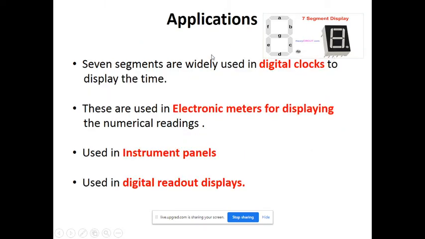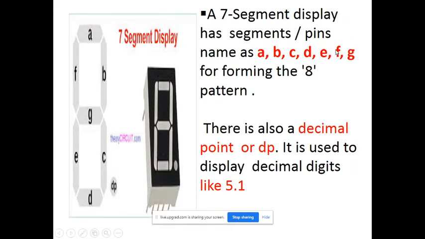Next is the application of the 7 segment display. We are using the 7 segment display for various applications such as a digital clock, electronic meters for displaying numerical readings, instrumentation panels, and digital readout displays. In this fashion you use 7 segment displays for various applications. A normal application is the calculator also. Here in the calculator also we are using a 7 segment display.